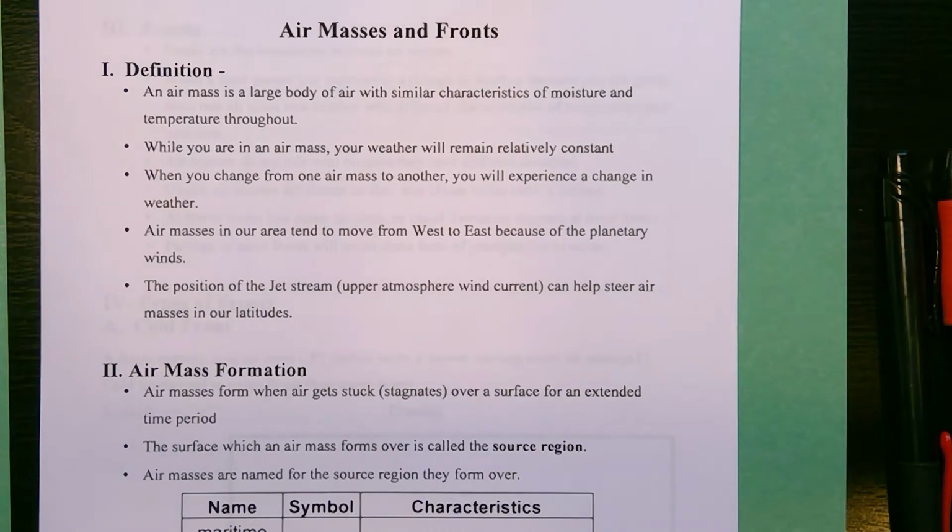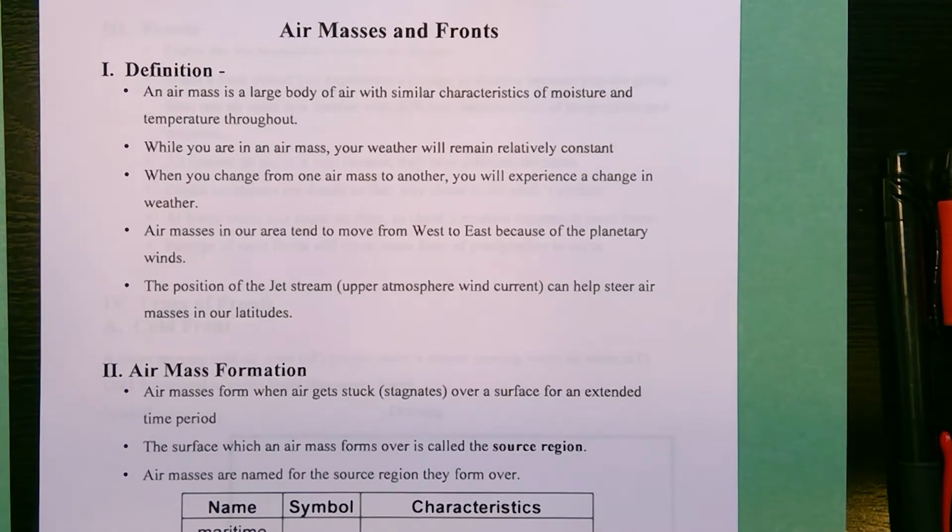Air masses are important. The movement of air masses is one of the major ways that we try to predict or forecast the weather that we're going to get in the future. As you can see from the definition, an air mass is a large chunk, a large body of air that has similar temperature and moisture characteristics throughout.